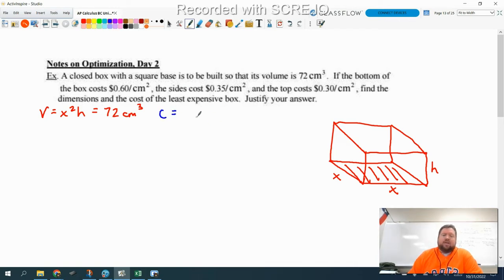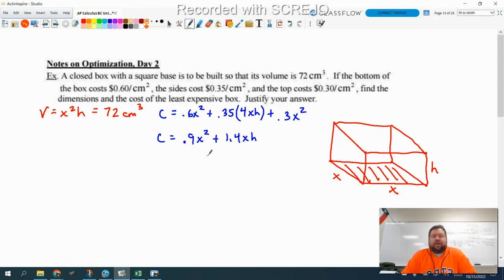So I'm going to call it C. C is equal to, all right, 60 cents for the base. The base is X times X, so that's 0.6 X squared. Sides cost 35 cents, so 0.35 times, there are 1, 2, 3, 4 sides, so 4, and the sides are X times H, all 4 of them. Plus the top costs 30 cents, so 0.3, and the top has the same dimensions as the bottom, so X squared. All right, simplify: we can add our two X squared terms together, so 0.9 X squared, and then 0.35 times 4 is 1.4 XH.